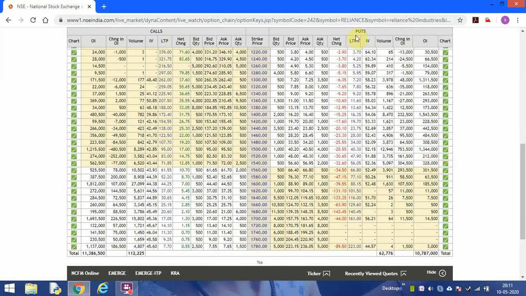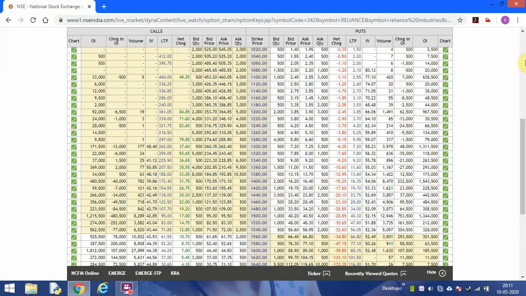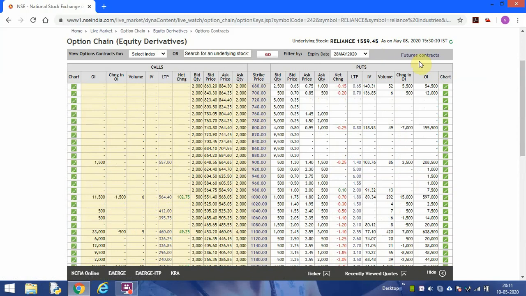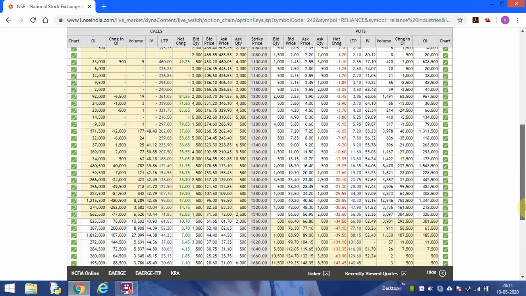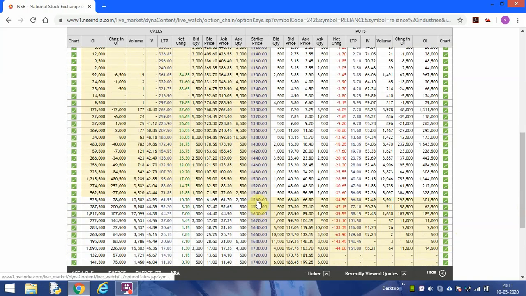Similarly, put will work as a support, call will work as a resistance. You see the next levels if it goes down: 1520, 1500, then 1480, 1460. So you have to see open interest and change in open interest. Since it has closed above 1540, you can see here the price is approximately 1559, so it is at this level prior to 1 rupee approximately.